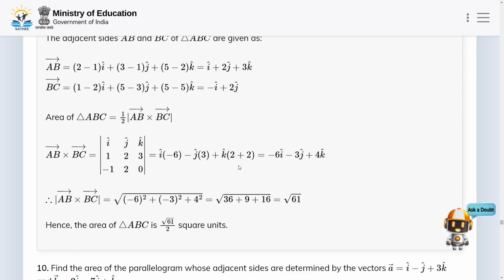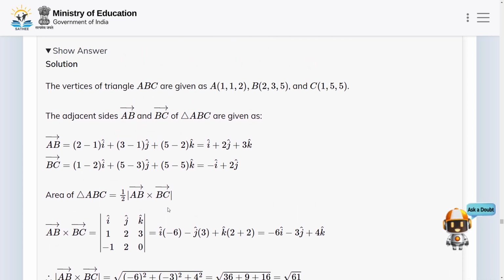Determinant. Then evaluate your determinant. What will be your answer? The determinant output will be minus 6i hat minus 3j hat plus 4k hat. This will give you your AB cross BC vector, and the magnitude for it will be root 61. The area will be root 61 divided by 2 square units. So the required area will be this.